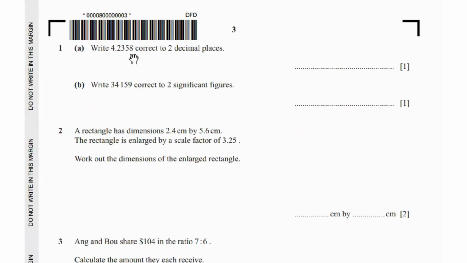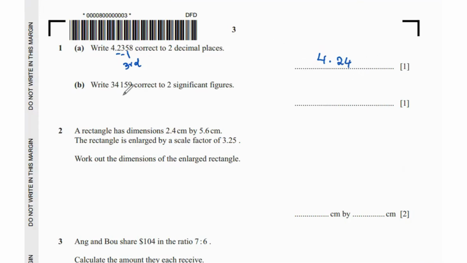So it says 4.235 corrected to 2 decimal places. So 2 is your first decimal place, 3 is your second decimal place. We start counting the decimal places from left to right. Now we round the second decimal place based on what the number is in the third decimal place. The third decimal place has the number 5. Whenever the number is 5 and above, you round the number up. If it's less than 5, you round it down. Since it's 5, 4.23 becomes 4.24. We round 3 up to 4.